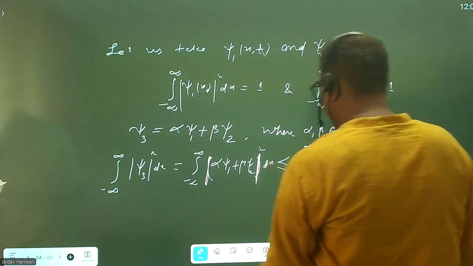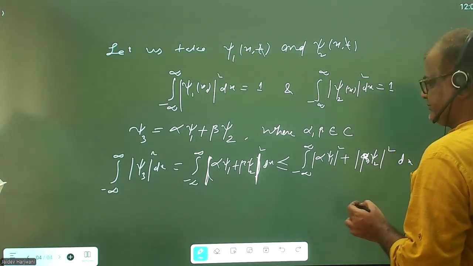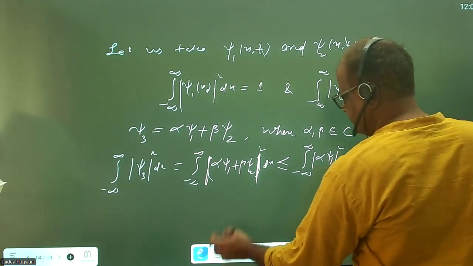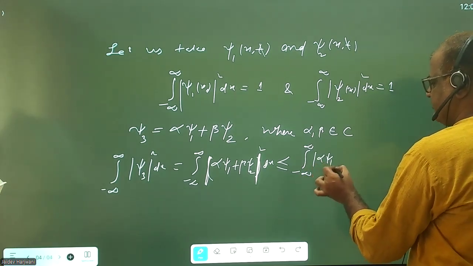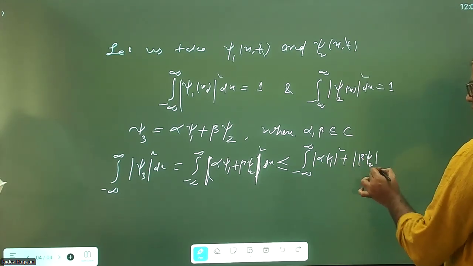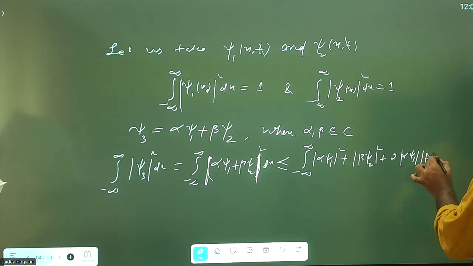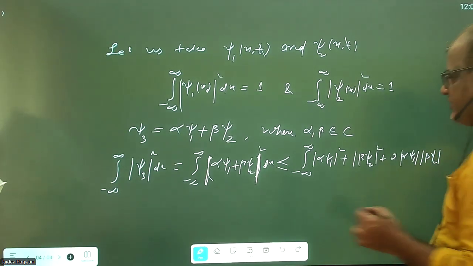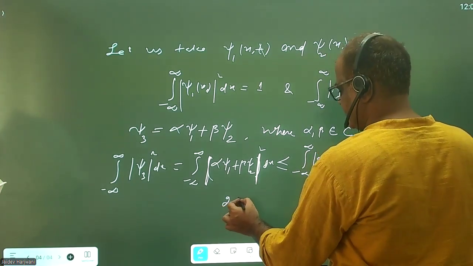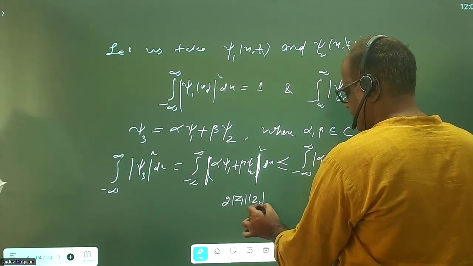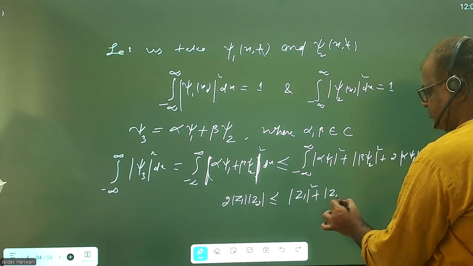Now let us simplify further. I use one more relation, because we are taking the square here. So I'm writing it again: mod alpha psi 1 square plus mod beta psi 2 square plus 2 mod alpha psi 1 mod beta psi 2. Now there is one more complex inequality which says that twice of mod z1 mod z2 is also less than or equal to mod z1 square plus mod z2 square.